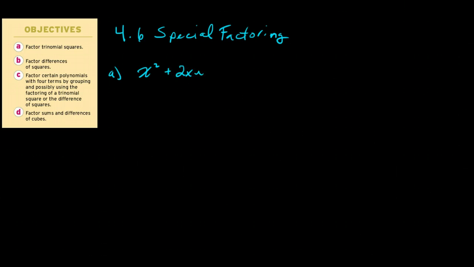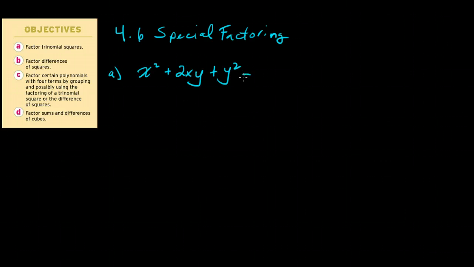takes the general form of a number squared plus 2 times your first term and your second term plus the second term squared. So the first term squared, 2 times the second and the first term multiplied, and the second term squared.